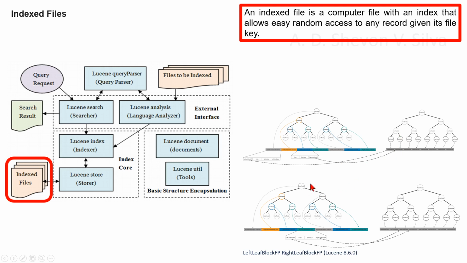Here you can see this inner node is connected to the right node, which has a leaf child, and here you can see left leaf block FP, chord, split value, and right leaf block FP. Here the left leaf block FP is connected to this leaf node data, and here the right leaf block FP is connected to leaf node data here.